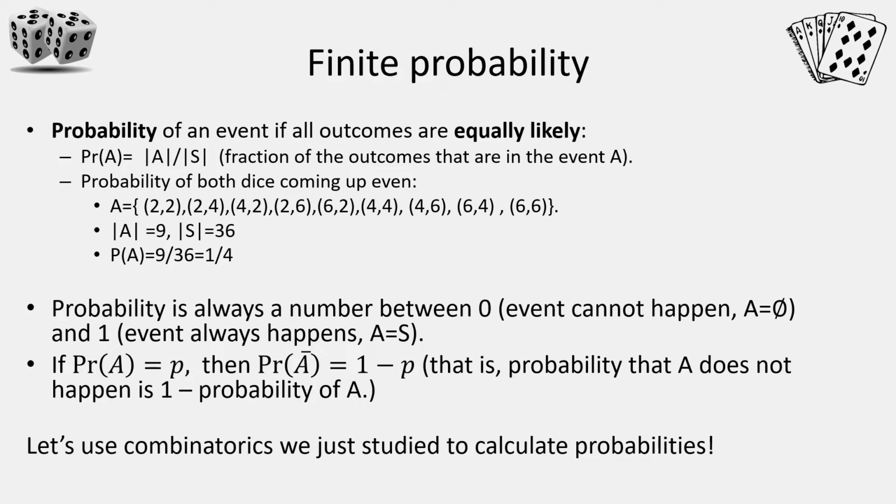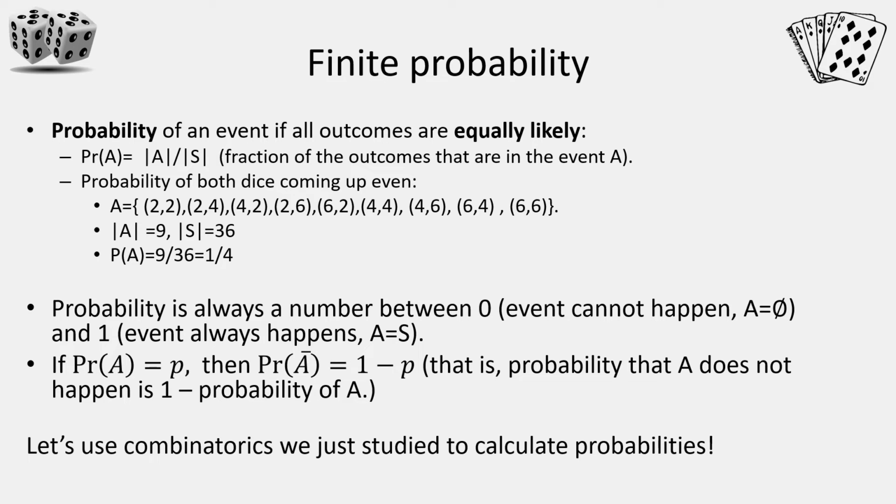So more generally, a probability sanity check is that it is always a number between 0, which is when the event absolutely cannot happen because the set of outcomes, for example, is empty, and 1, when the event always happens, and in this case you might as well take your sample space to be your whole event.